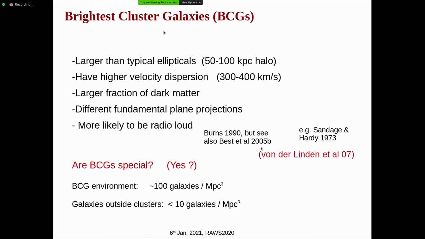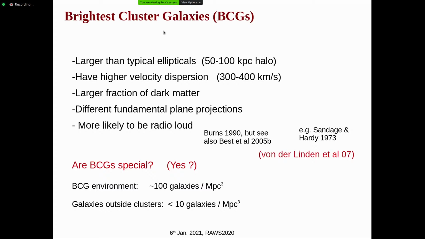These brightest cluster galaxies are really large. They are larger than even typical elliptical galaxies. They are of sizes of 5 to 100 kiloparsec, including their halos. They have very high velocity dispersion. As such, the galaxy itself is nearly at rest because it is at the deepest point in the gravitational potential, but the stellar velocity dispersion can be quite high.